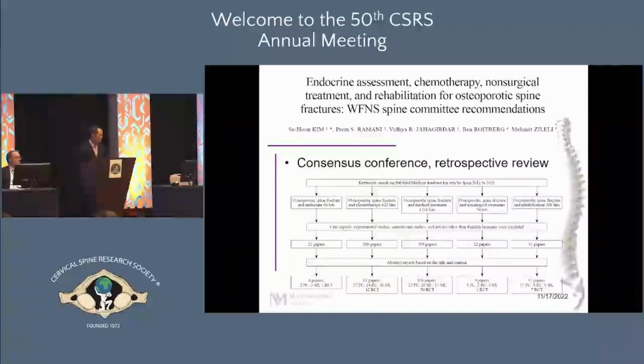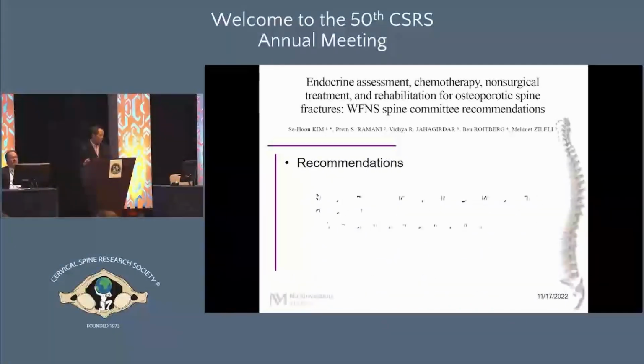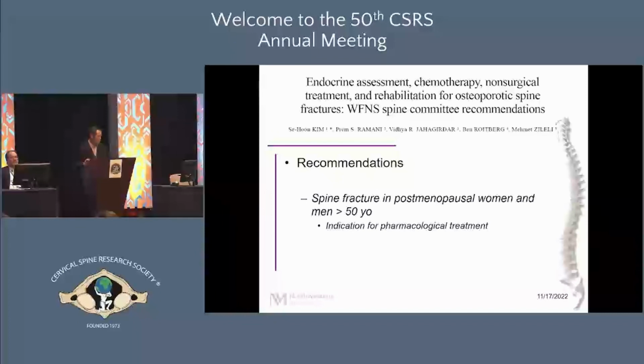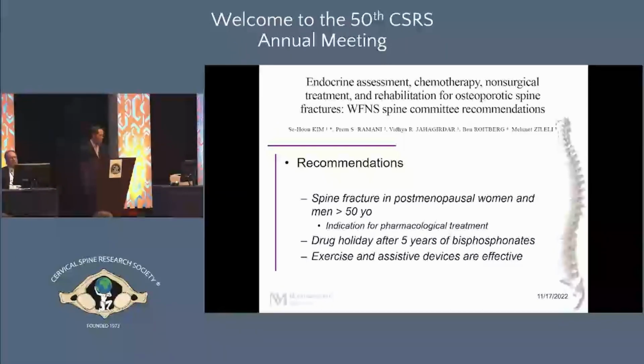In a more recent consensus conference from the World Federation of Neurosurgical Societies, over 100 papers were reviewed, and a number of salient recommendations are worth mentioning. First, a spine fracture in a postmenopausal woman and/or a man over the age of 50 is an indication for pharmacological treatment. Second, a drug holiday is necessary after 5 years of bisphosphonate treatment. Third, exercise and assistive devices are effective. And then finally, and with some caution, bracing is useful for conservative management.